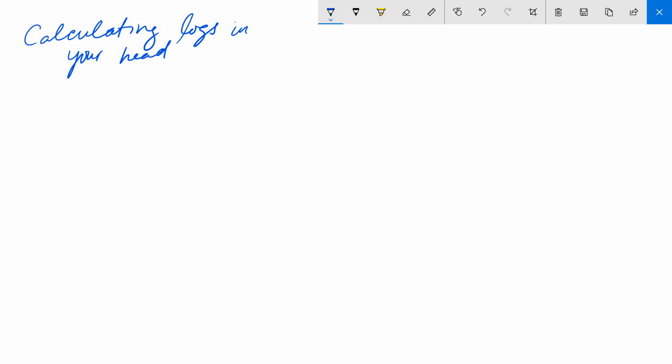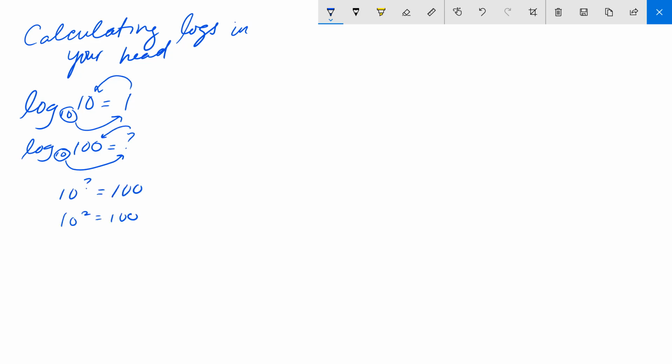Let's start by reviewing what a logarithm actually is. When we write log, we typically are talking about a log base 10. And what a log base 10 means is 10 to some power equals a given number. So if we write the log base 10 of 100, again, what we are saying is 10 to what power equals 100? Well, we know that 10 to the second power equals 100.